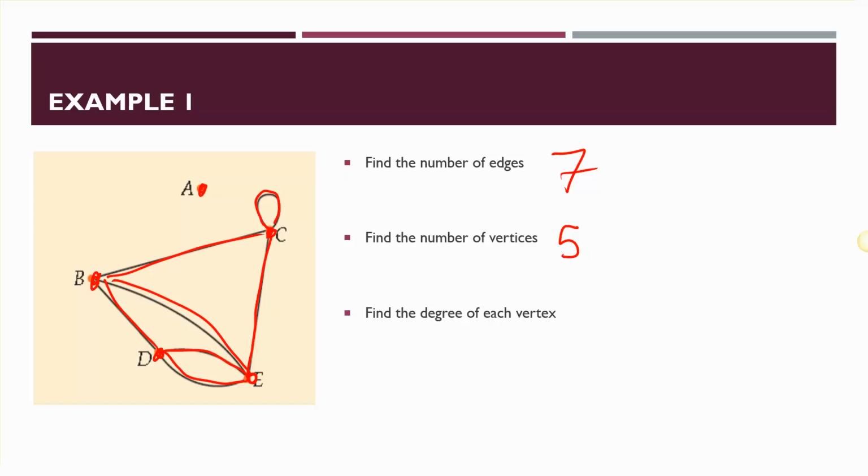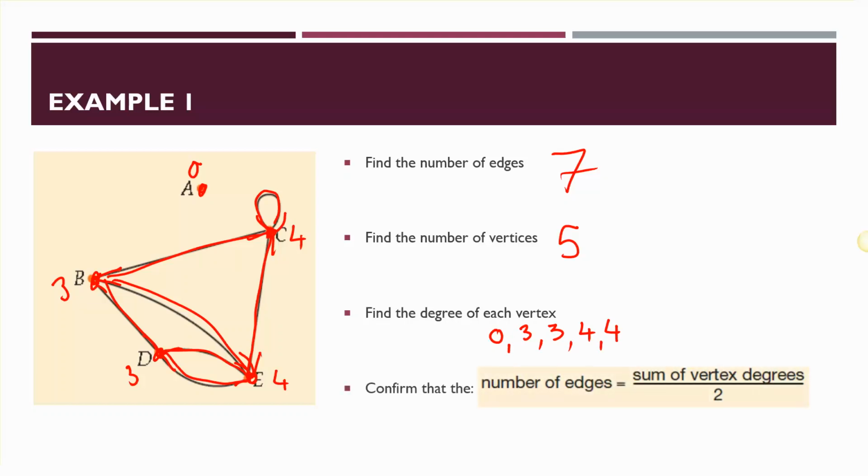Find the degree of each vertex. In this case, the easiest thing to do is just to write down the degree next to each of the letters. In A, it'd be 0. C, there's 1, 2, because remembering a loop counts as 2 degrees, 3, 4. Down here, E is 1, 2, 3, 4. D has 1, 2, 3. And B has 1, 2, 3. So the degree of each vertex would be 0, 3, 3, 4, and 4.